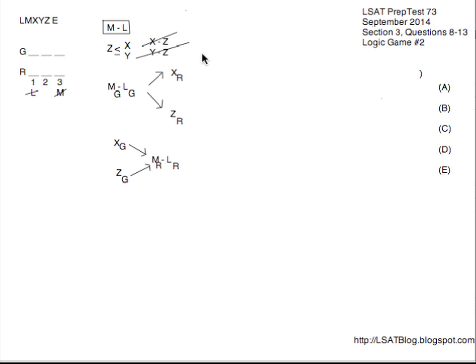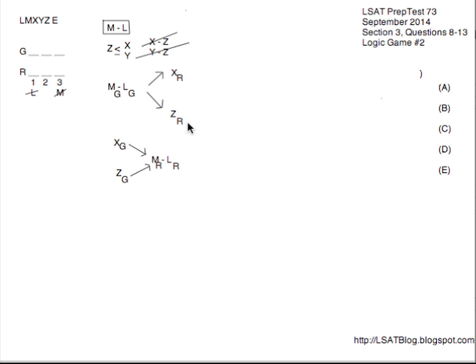The next rule, if L is gold, then X and Z are both R. So L gold, I've also put M here just because if L is gold, then M is gold as well. And of course, M is always before L due to the first rule. So if M gold happens before L gold, then we're going to have X and Z both at R.